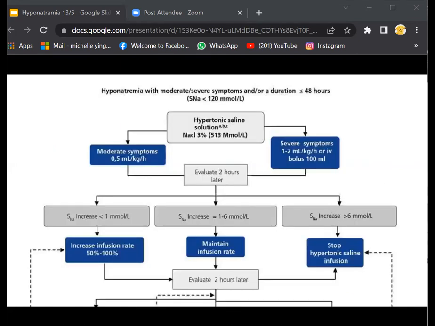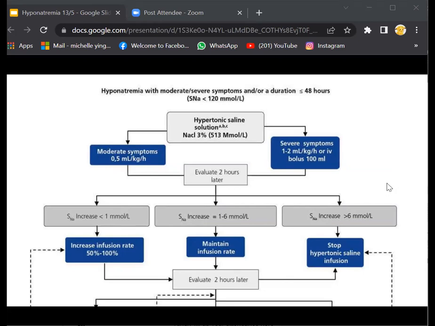This is an algorithm based on another guideline by the European Nephrology Society, for moderate to severe hyponatremia, on how you should do the correction in acute settings. In moderate symptoms, you should use hypertonic saline solution of 0.5 milliliter per kg per hour. In severe symptoms, you should use around 1 to 2 milliliter per kg per hour or a bolus of 100 milliliter. Then you evaluate 2 hours later.